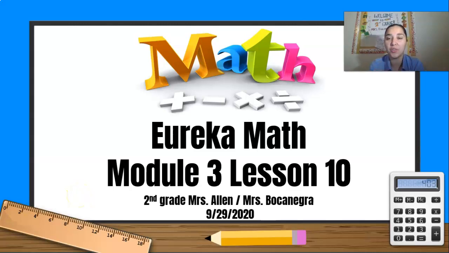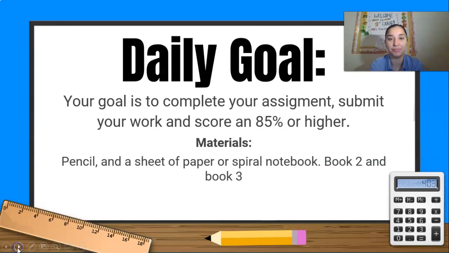Today is Tuesday, September 29th, 2020, and today we're going to work on lesson number 10. We're going to review some parts in lesson 10 and then complete most of the work in class. So, your daily goal is to complete the assignment. When you complete your assignment, you send it and you score an 85 or higher. The materials for today, you need a pencil, you need to learn book number 2, and learn book number 3.